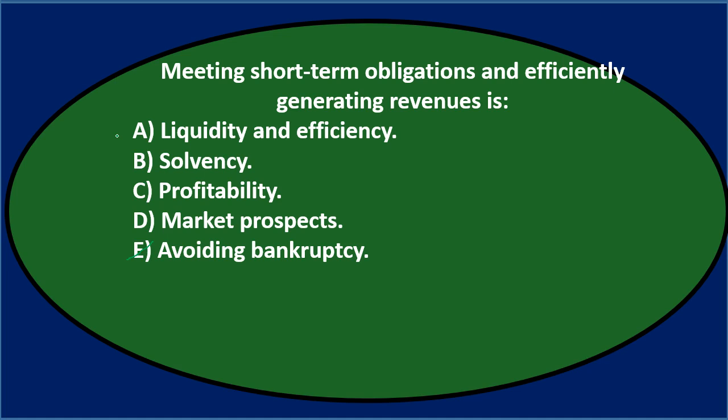And remember, the types of ratios in there include the current ratio and the acid test ratio. We're always comparing the current assets to the current liabilities because we're trying to see if we can meet those short-term obligations with our current assets. So we're going to keep it at A, final answer: meeting short-term obligations and efficiently generating revenue, A, liquidity and efficiency.